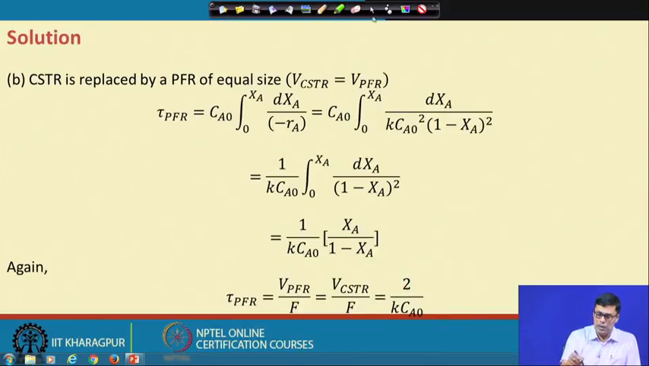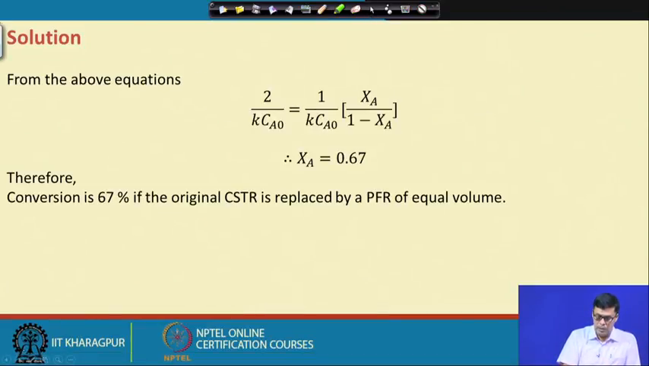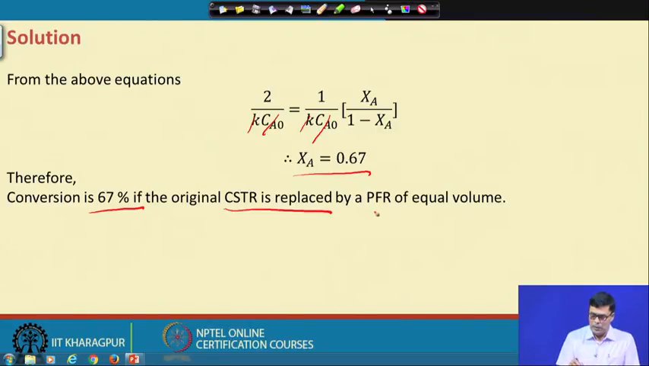If everything is constant, what will be the conversion in the plug flow reactor? Now if we equate this, we find 2 by k C_A0, 1 by k C_A0, X_A over (1 minus X). Then we can solve this equation. This will cancel, this will cancel, and then with only one equation and one unknown, we can easily solve for the X_A value. We find that 67% will be the conversion if the CSTR is replaced by the plug flow reactor.